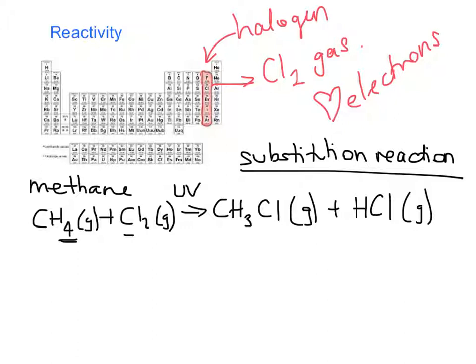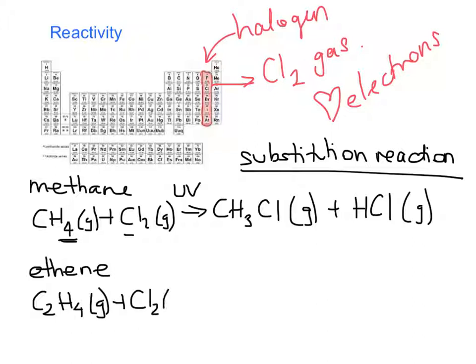So let's have a look. What if I do the same thing, but instead I use ethene? So I'm using an alkene. So with our ethene, C2H4, and again that's going to be a gas as well, I'll add my chlorine gas. But in this case, something different is going to happen because of the double bond, something that's called an addition reaction.